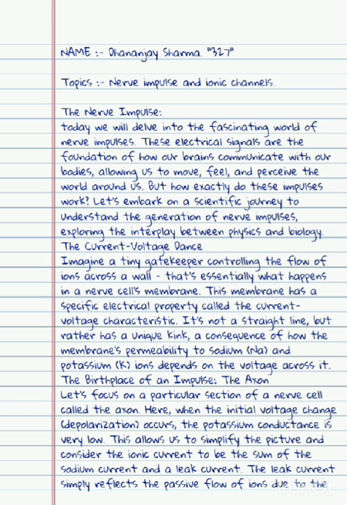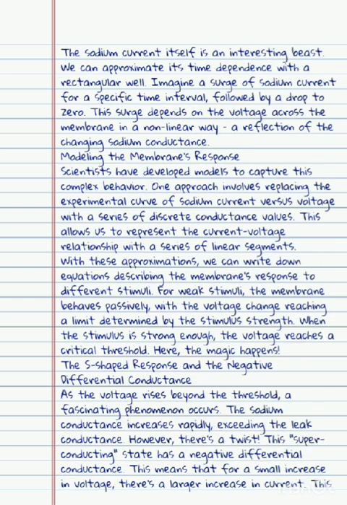The birthplace of an impulse, the axon. Let's focus on a particular section of a nerve cell called the axon. Here, when the initial voltage change, depolarization, occurs, the potassium conductance is very low. This allows us to simplify the picture and consider the ionic current to be the sum of the sodium current and the leak current. The leak current simply reflects the passive flow of ions.